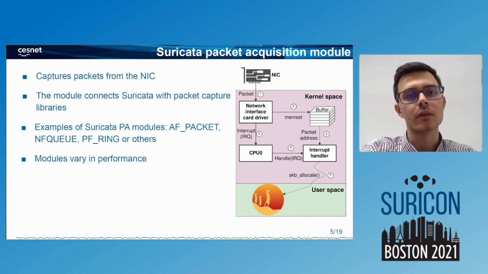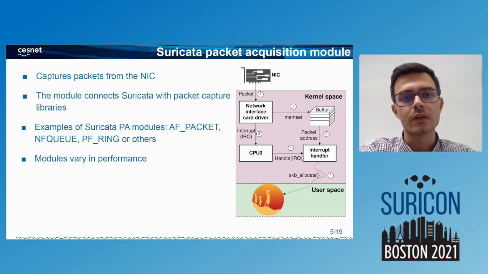Suricata contains multiple packet acquisition modules like AF_PACKET, NFQ, PF_RING, or some others. Generally speaking, it provides some kind of interface between the network libraries, as mentioned, and Suricata itself. So it receives packets from these libraries. Individual modules vary in performance, so that means some of the mentioned modules can be faster than others.